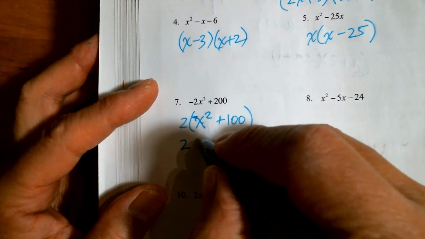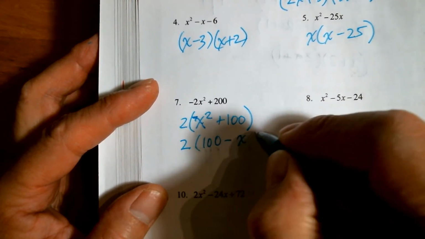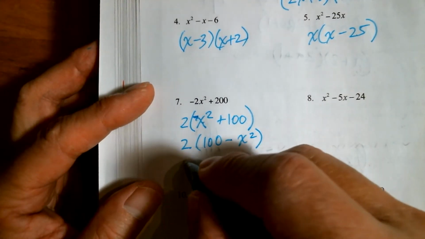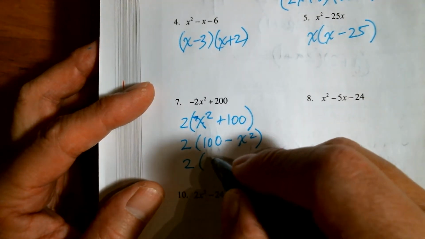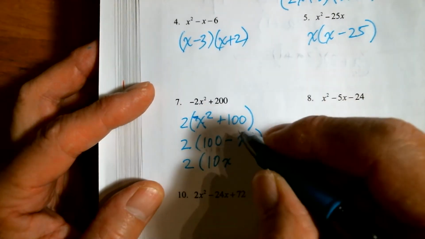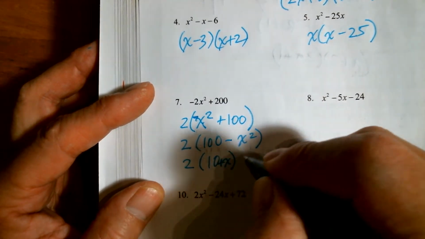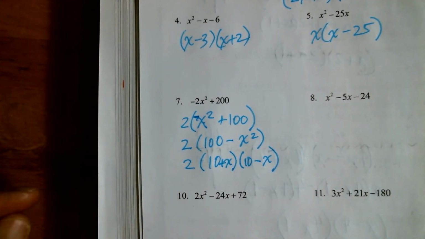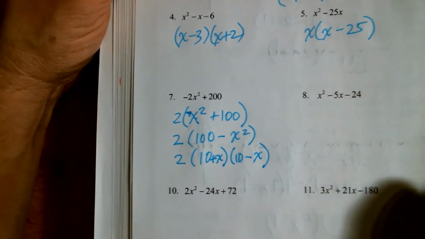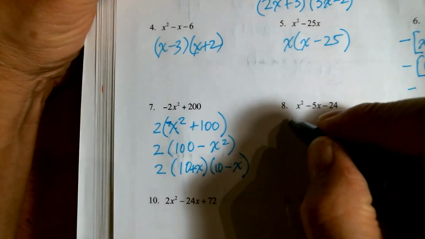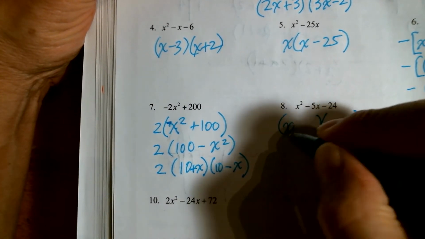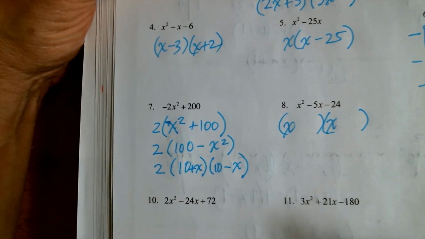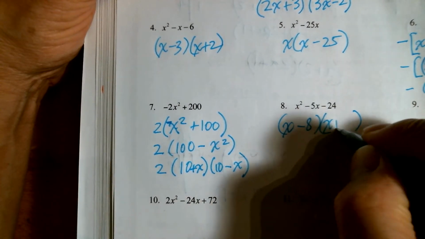So I'm just going to rearrange this. And this is what we can do also. 10 plus x, sorry, and 10 minus x. And we are done for 7. Now number 8 is your basic factoring. Simple kind. 24, that we can use -8 and 3.